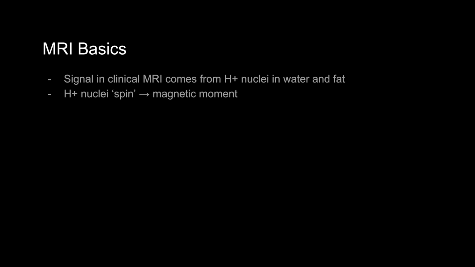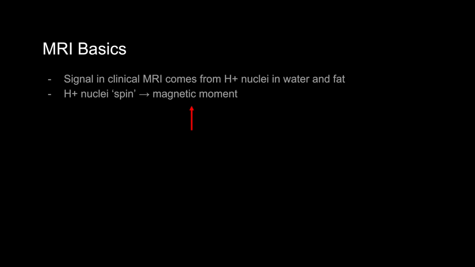Simply put, the signal that we get and look at in clinical MRI comes from imaging hydrogen nuclei in water and in fat. These hydrogen nuclei, like other subatomic particles, possess spin, or spin angular momentum. And this spin gives the nuclei a magnetic moment. To put it in a simpler way, think of each hydrogen nucleus behaving like a tiny bar magnet with a vector illustrating the magnetic moment.